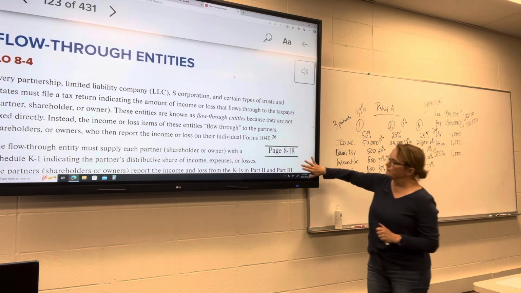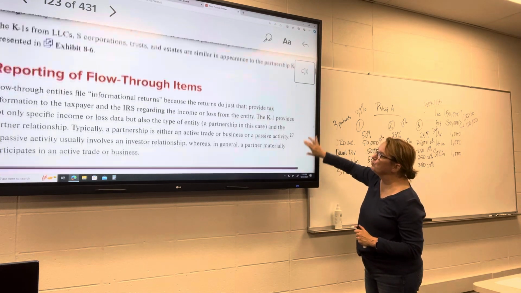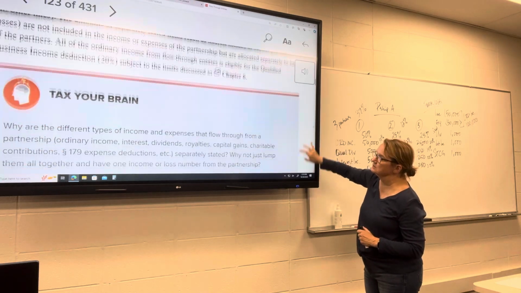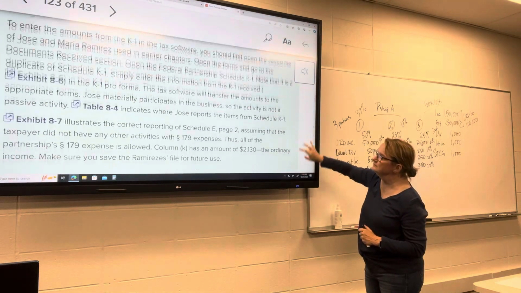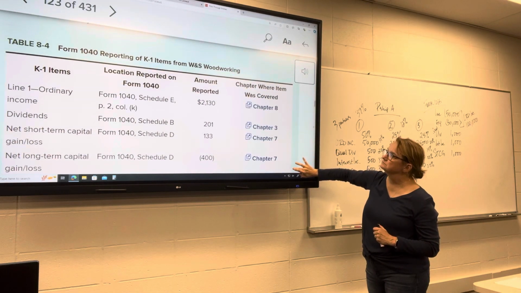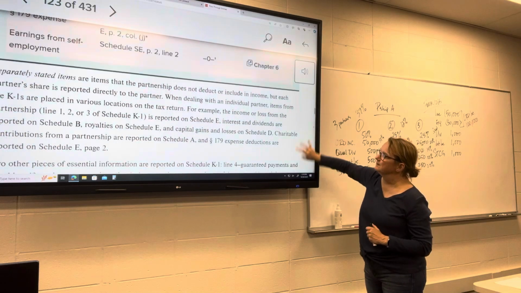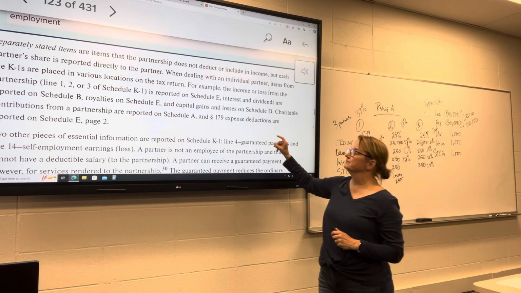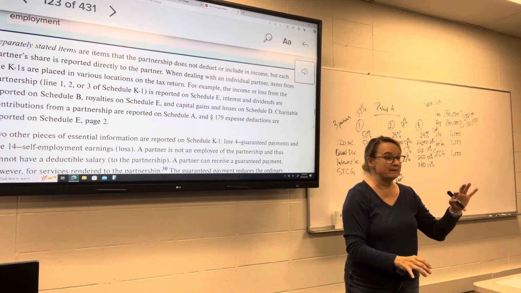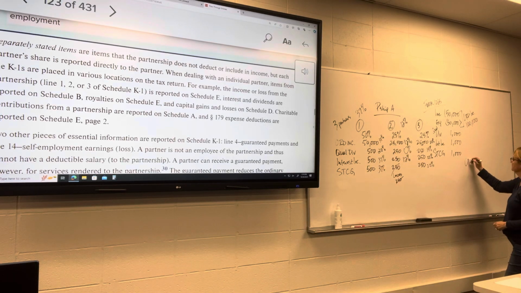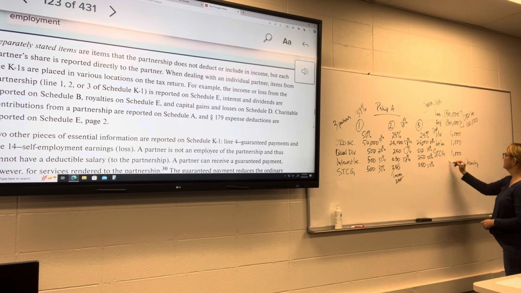The form that it gets reported on, this is pretty much everything that I just talked about here, is called a K1. I'm not gonna go through that. Oh, also, you might have things like deductions as well that pass through. So let's just say that the partnership also had a charitable contribution of $10,000.